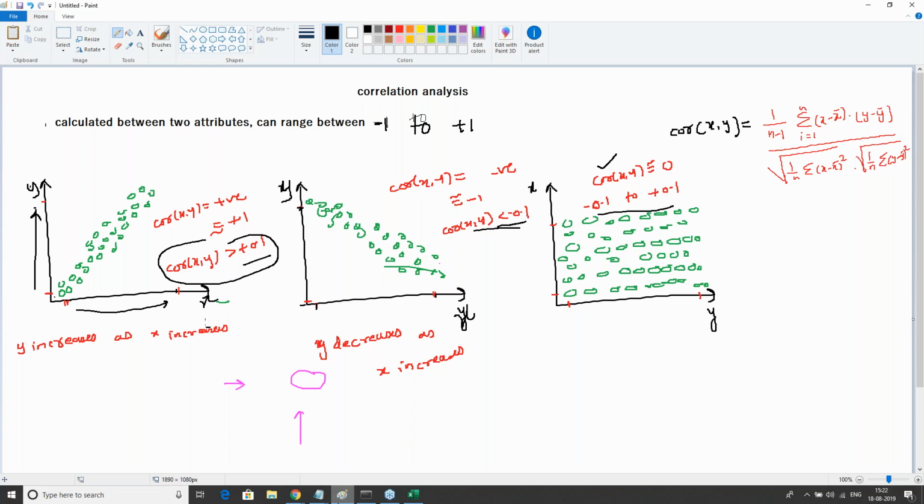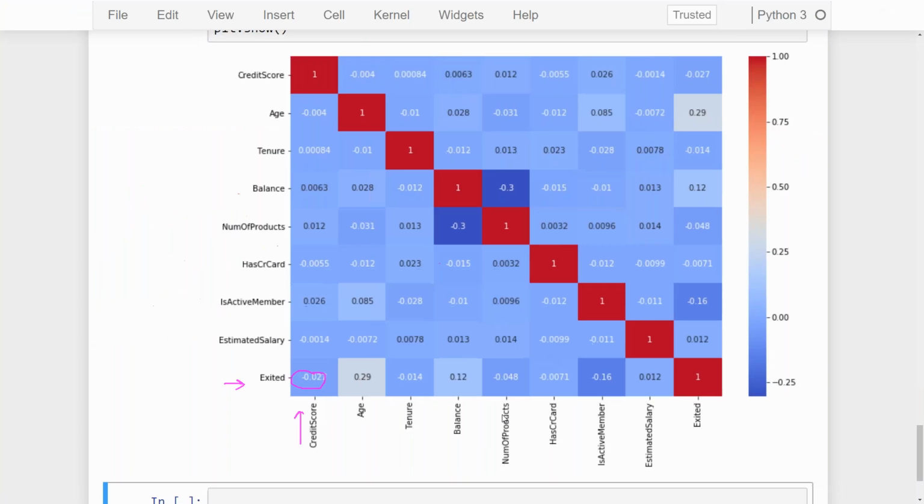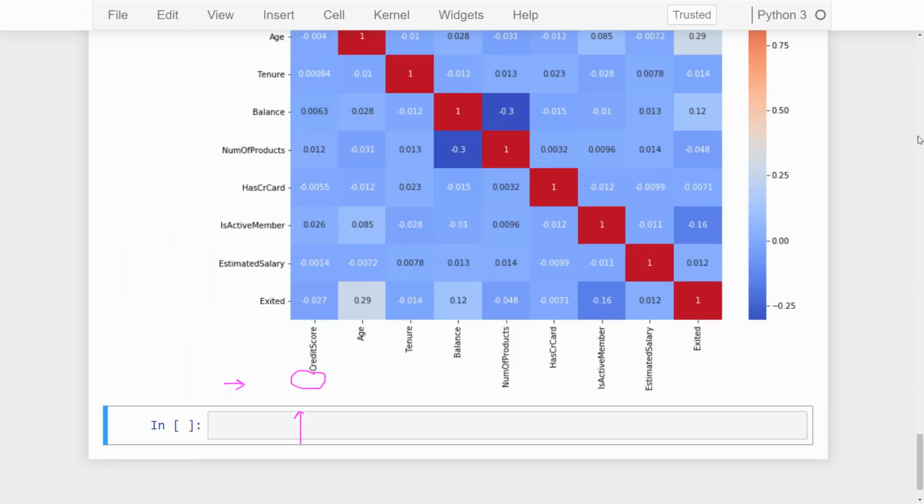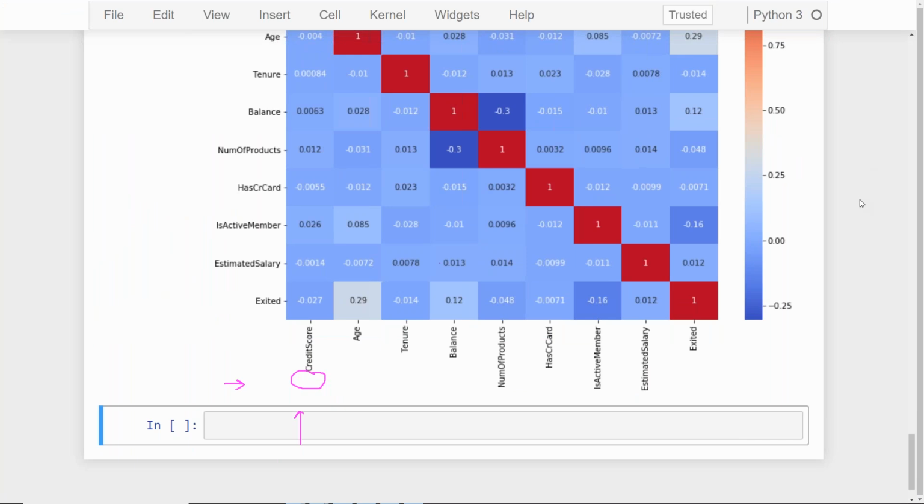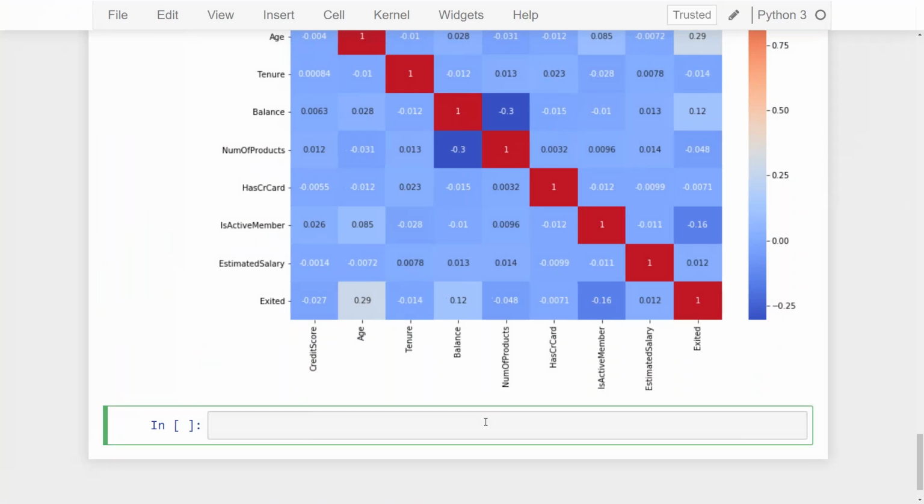So let's say that at this point we are done with this set of data, and we think that this is where we have done a good volume of analysis, and now we want to go ahead with an ML model. So now we want to build a predictive model to predict.